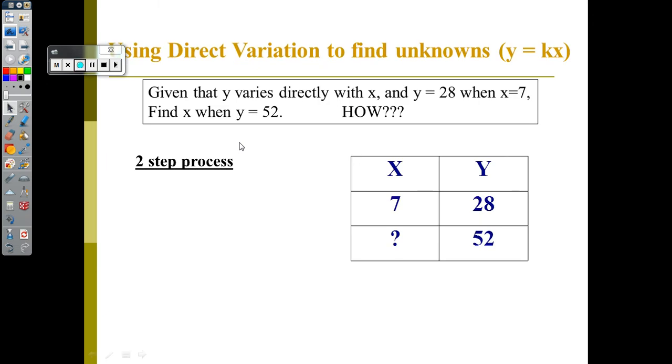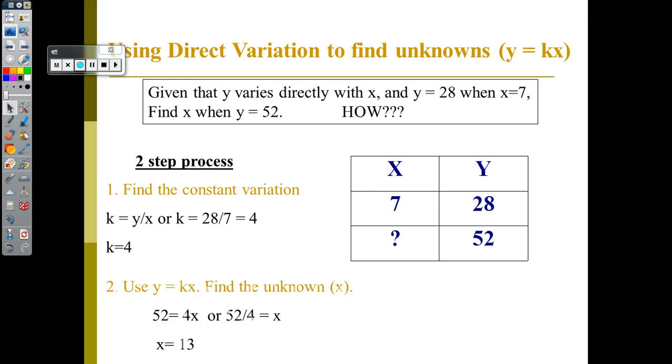Using direct variation to find the unknowns. So if we're told that it varies directly, that means it is direct variation. So we would say 28 over 7 equals 52 over what? So we know that k is 4, and our equation is y equals 4x. So we would say 52, that's the y, equals 4 times our unknown, because that's what we're trying to find, is this x right here. So x must be 13.